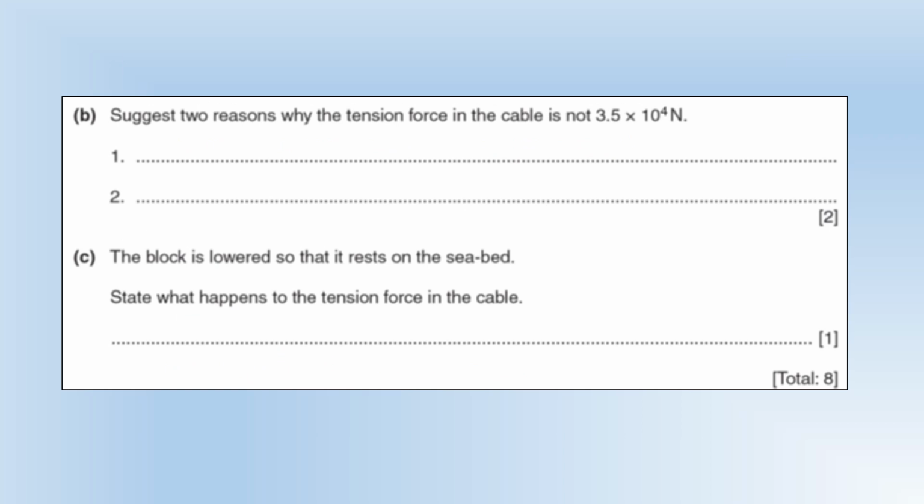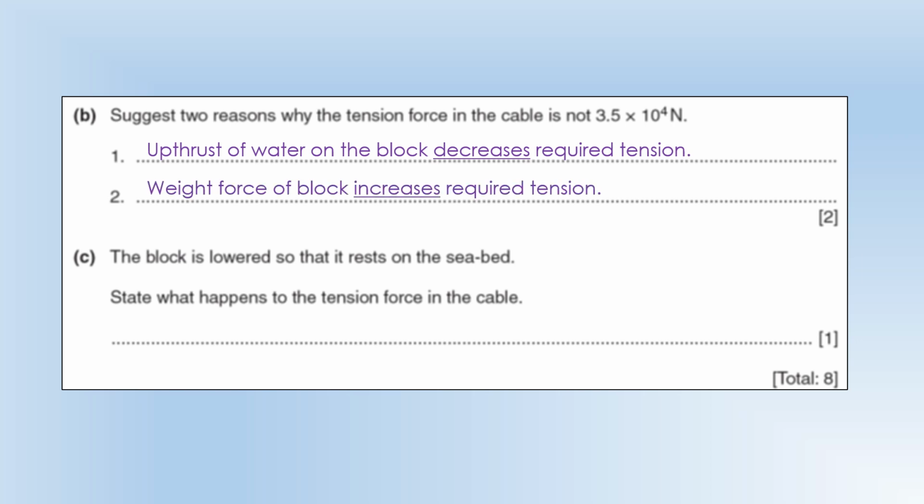Suggest 2 reasons why the tension force in the cable is not 3.5 times 10 to the 4 newtons. So the first reason I came up with is we've got an upthrust or a buoyancy force from the water on the block, which would decrease the required tension. And the other thing is the weight force on the block would increase the required tension, so we haven't taken account of that force either.